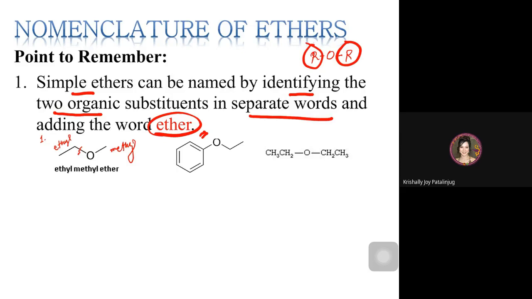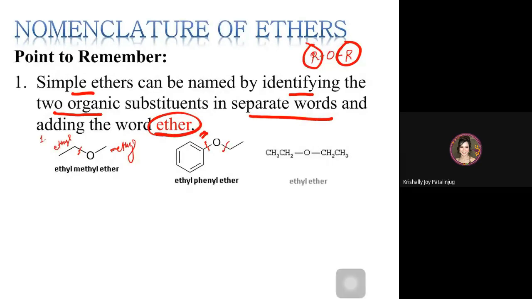Another, sa pangalan sa substituent na benzene, phenyl. So, you have a phenyl, on the other side, there is an ethyl. So ethyl, una, followed by phenyl, then ether.